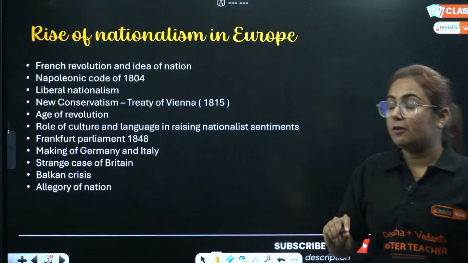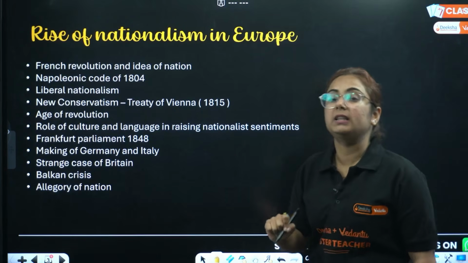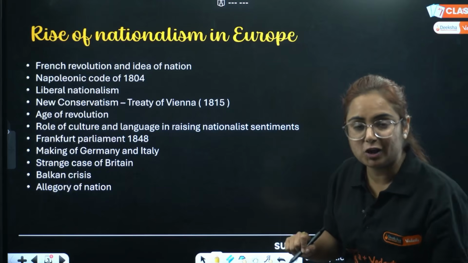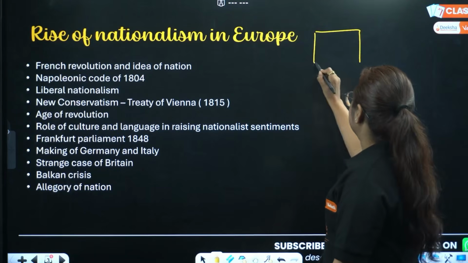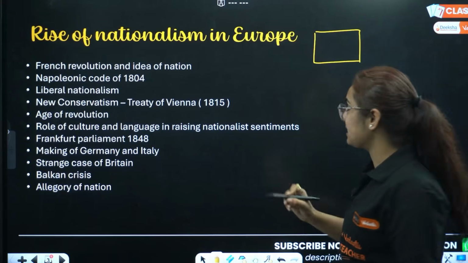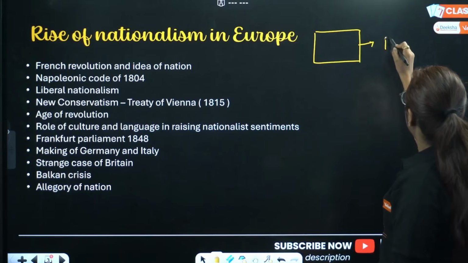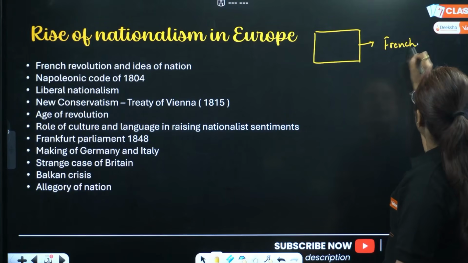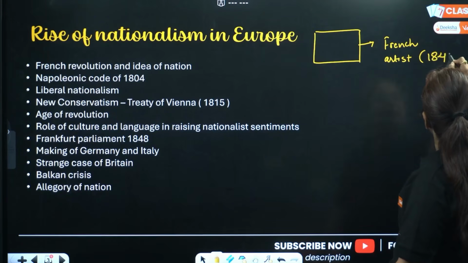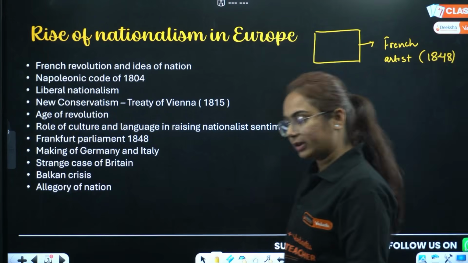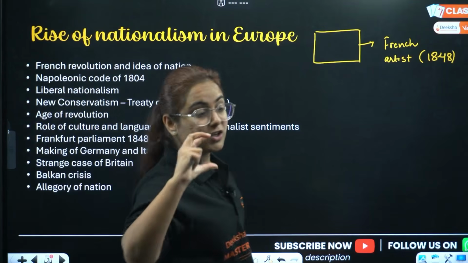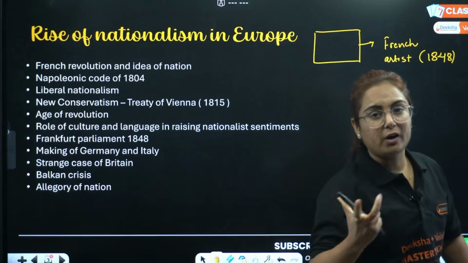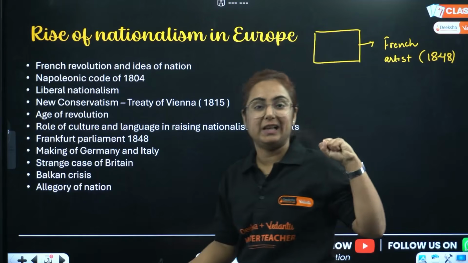Okay, so when we start with the chapter Rise of Nationalism in Europe, if you remember, there is a picture in the starting which was drawn by a French artist in the year 1848, that is Frederick Sorrieu. According to Frederick Sorrieu, the title of the vision of that painting was Democratic, Social and Republic Nations.